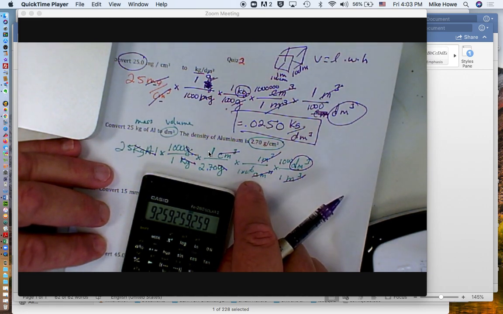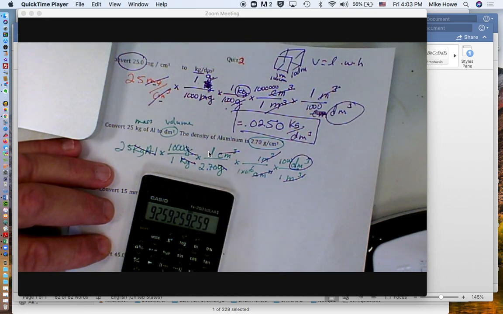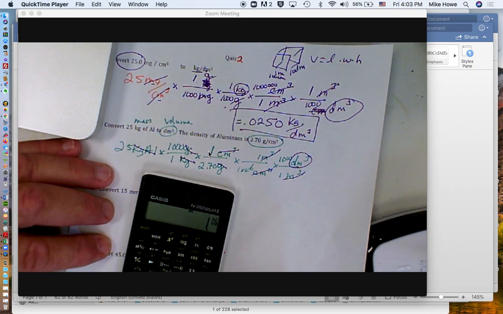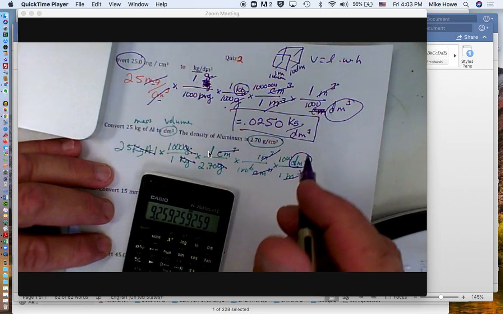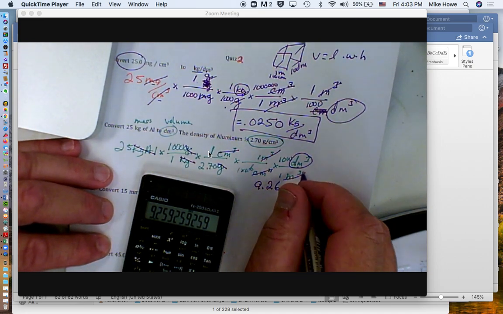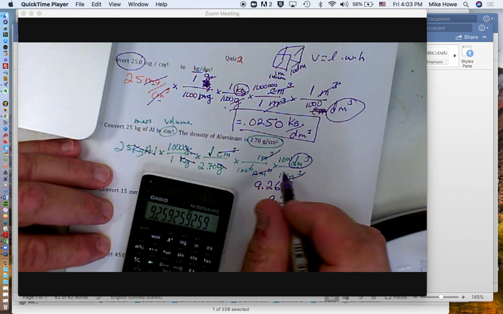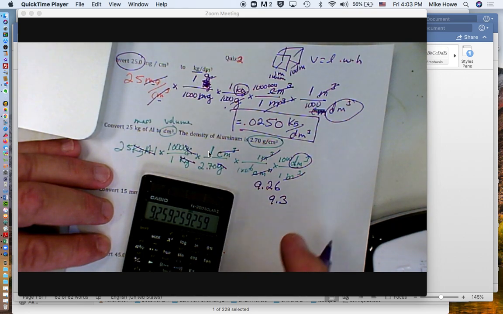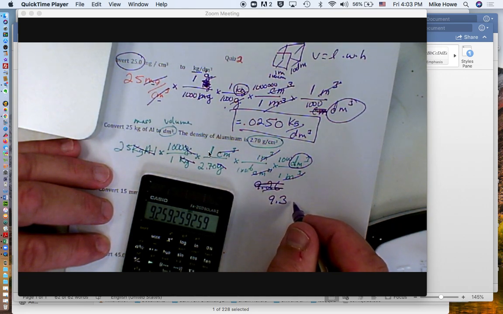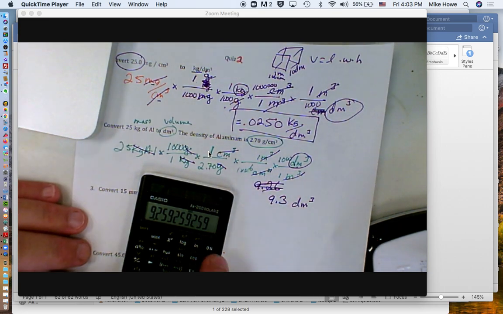This is what you've got to pay attention to. A couple of people messed up putting this in a calculator. So divided by 1, EXP 6. Do not use 10 to the 6th. It's 1 EXP 6, not 10 to the 6th. So that gives us 9.26, and with sig figs, it would have to just be 9.3 because there are 2 sig figs there. 9.3 cubic decimeters. Okay, that was number 2.